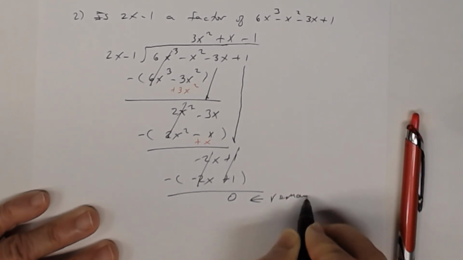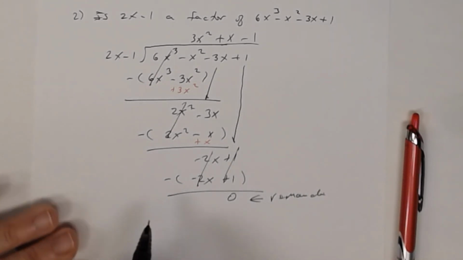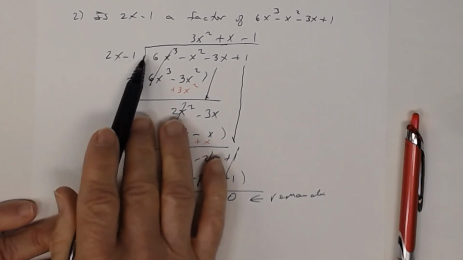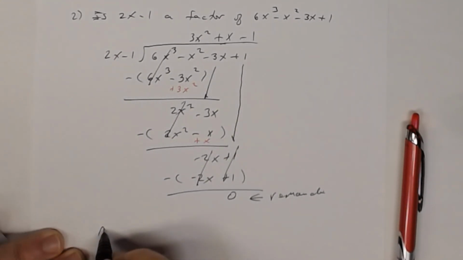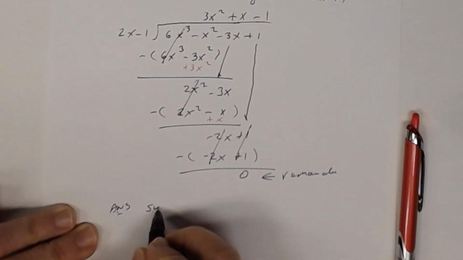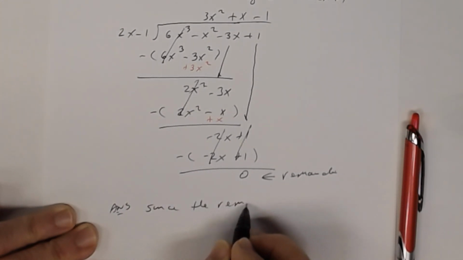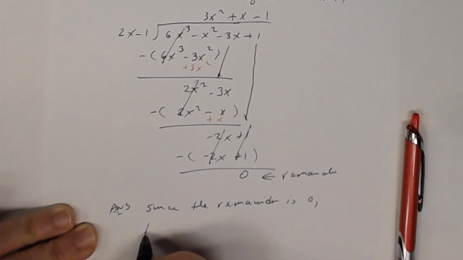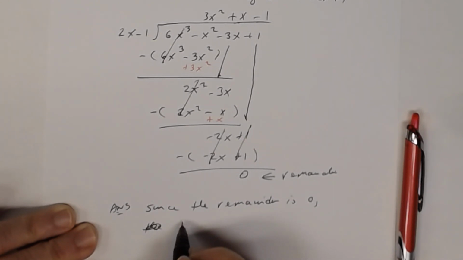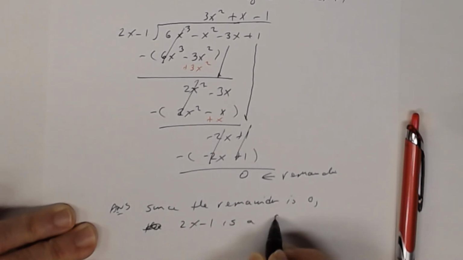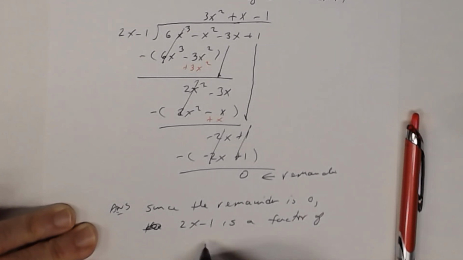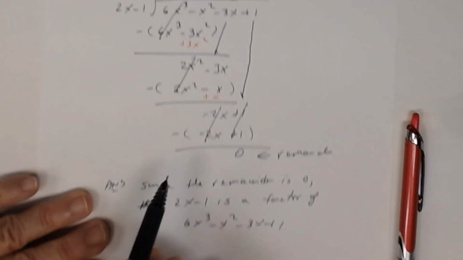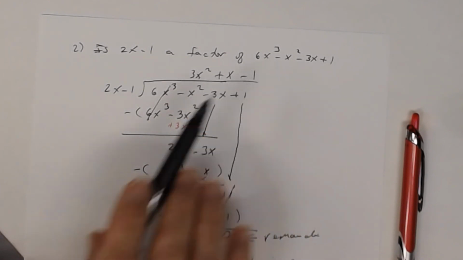Now, remember what that means. If the remainder is 0 in terms of our question, that means that the divisor is a factor of the dividend. So you're going to say the answer, since the remainder is 0, 2x minus 1 is a factor of 6x cubed minus x squared minus 3x plus 1. Since the remainder is 0, this is a factor of this.